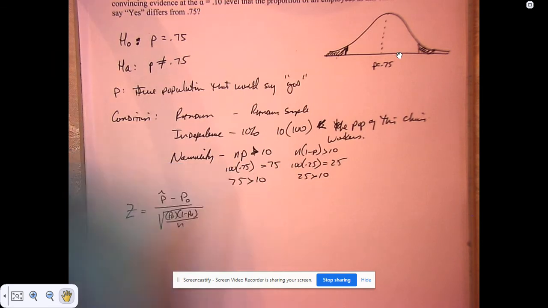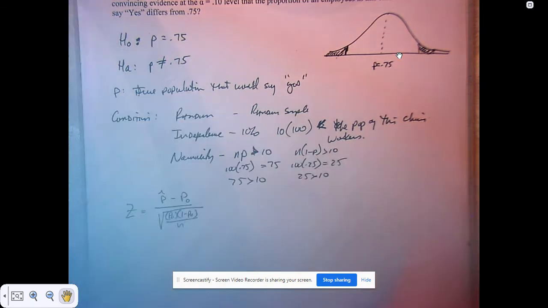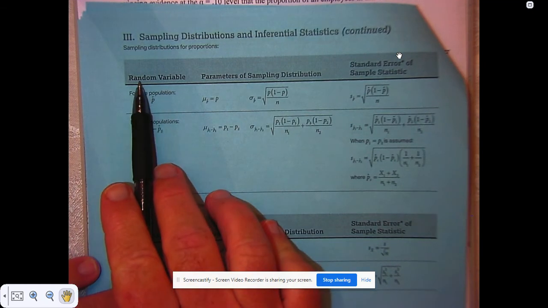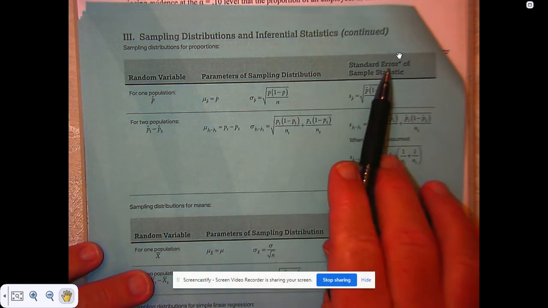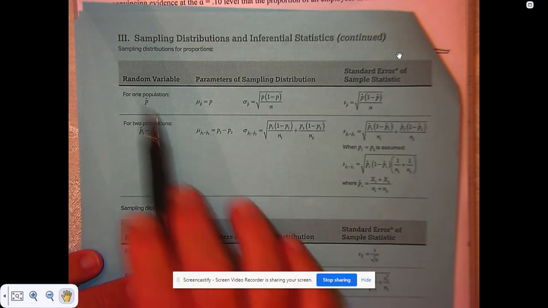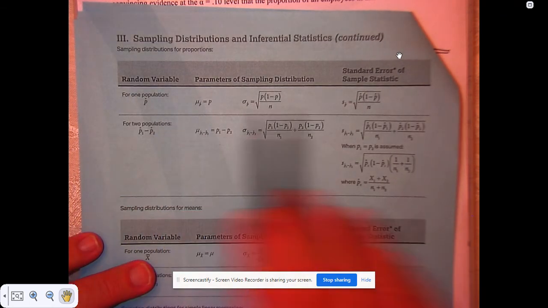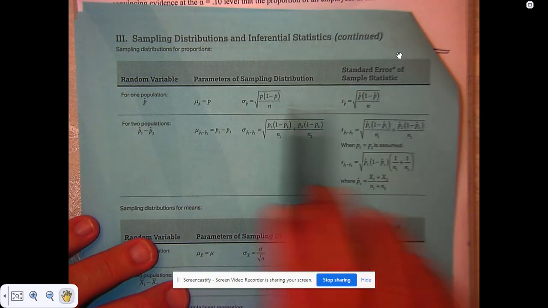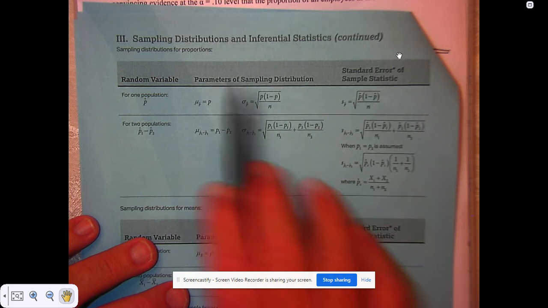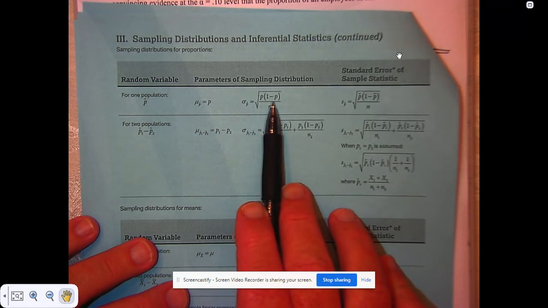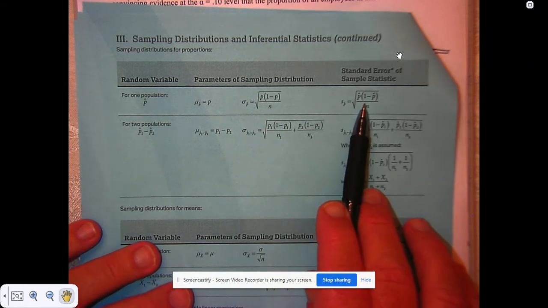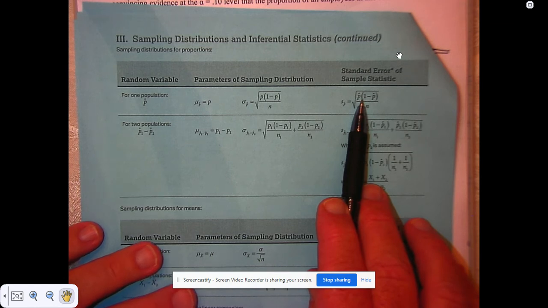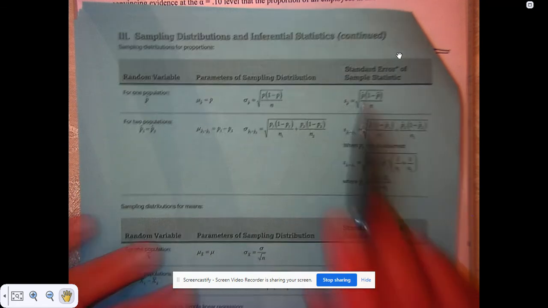And then the standard error of the statistic, that's the standard deviation. On the second page, it shows us the standard deviations: the random variable, parameters of the sampling distribution, standard error. So for one population, the standard error is p hat, but of the sampling distribution, that's p times 1 minus p over n. This is what we use for the confidence interval because we don't have the hypothesized p. We don't know what it is.